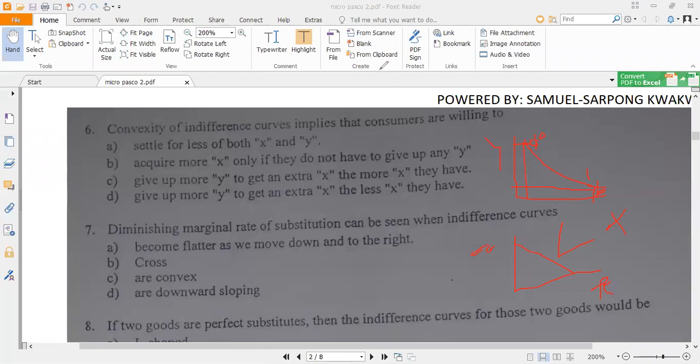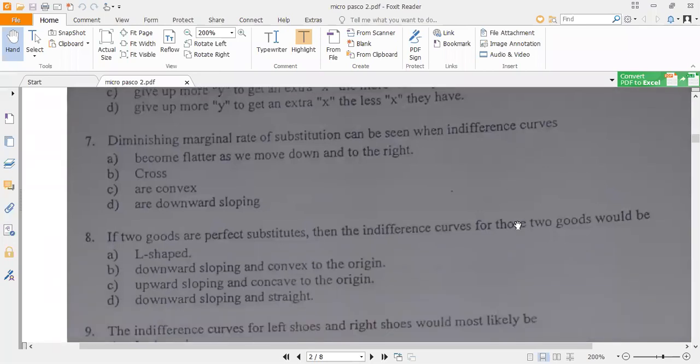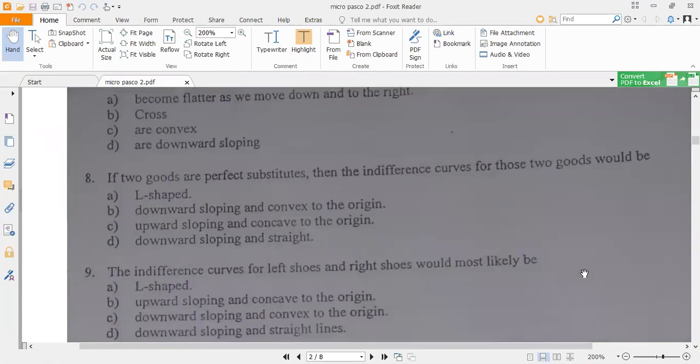Is that okay? I hope we understand it now. Yes, right. So the answer is convex. They have to be convex. All right, Diva.